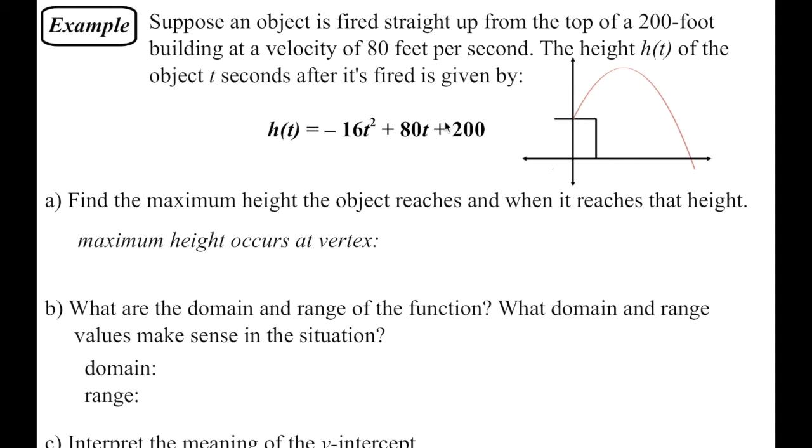So I kind of drew a little diagram here. Imagine that this is a building right here. Here's my y and my x-axis. We're going to shoot this thing up in the air, and it's going to come down. So that's kind of a parabolic trajectory is what we would say.